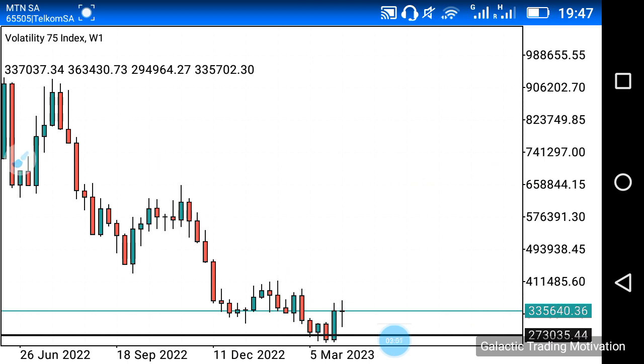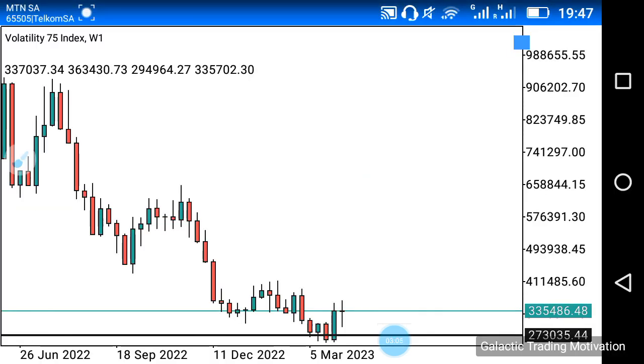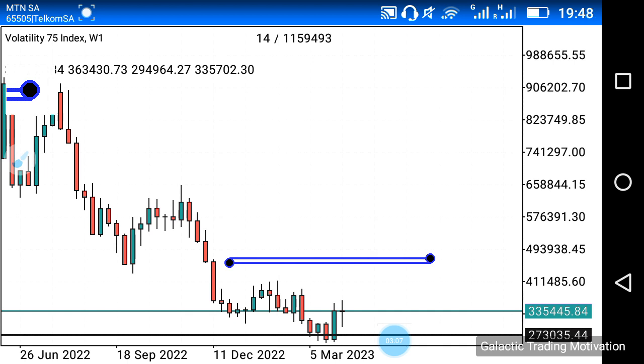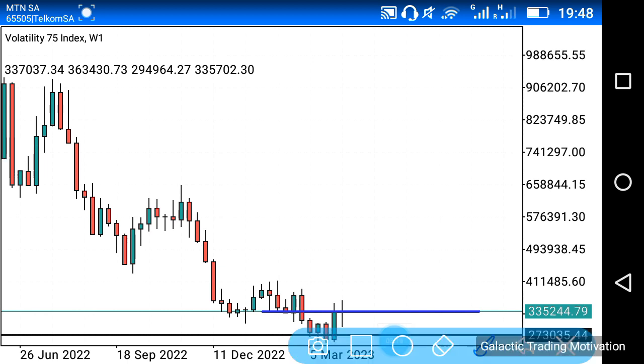So what I'm going to do now, guys, is just to add a neckline for that M structure. It's very much important. Just bear with me while I do so. Let's have a look. We could say more or less that this is our neckline for that M structure. And as I've said, guys, the market at this point in time is just testing the neckline, and we might potentially see price move further down.